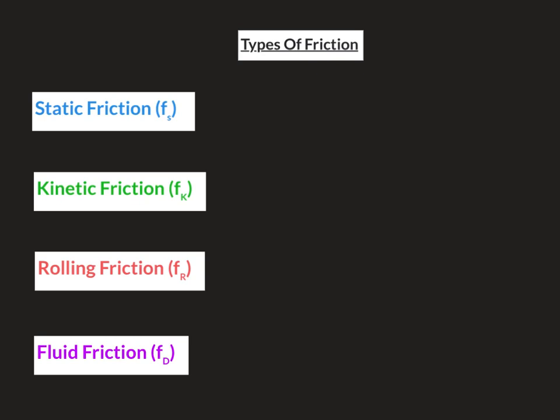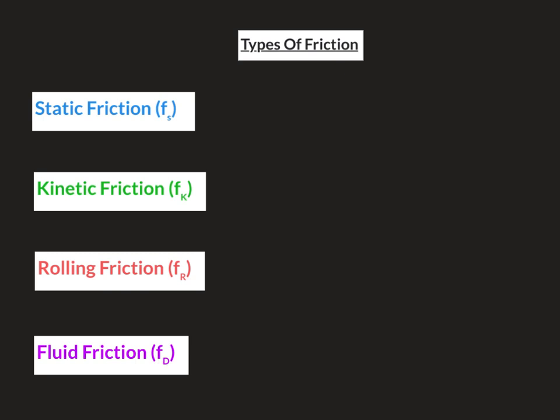So in this video, we're going to talk about friction, types of friction. And there's four real types of friction. There's static friction, symbolized with an F and a subscript S, kinetic friction, rolling friction, and fluid friction, and there's a symbol for each one of them that usually represents it. It might be slightly different depending on who writes it, but this is the basic premise.